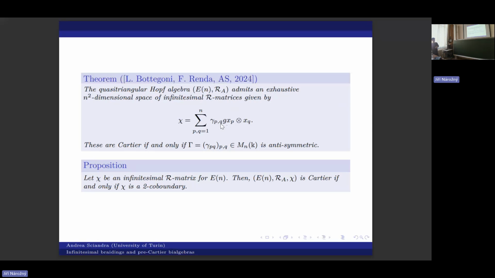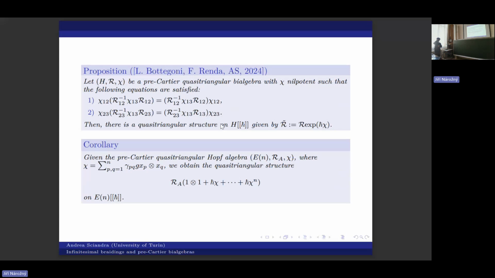So in fact, here we can also recover the Zwiedler case. And moreover, we can also say something more. If we start with an infinitesimal R matrix, this is not just pre-Cartier, but also Cartier, if and only if it is a 2-coboundary. And this allows us to do some, say, quantization.